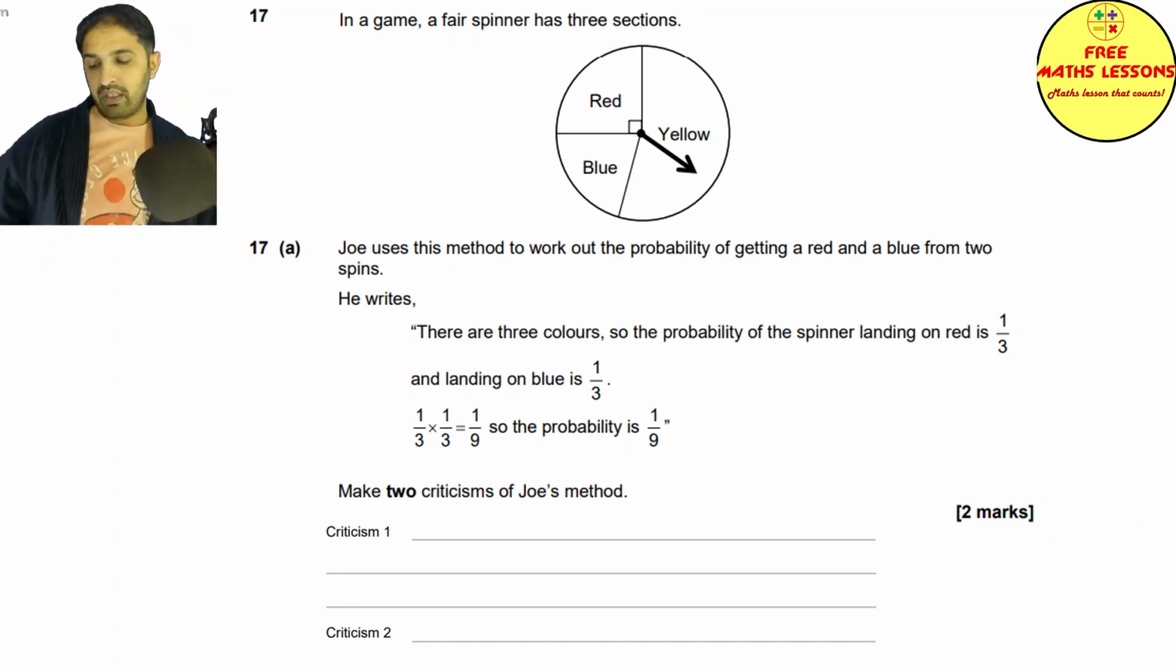Question 17. In a game, a fair spinner has 3 sections: red, blue, and yellow. Joe uses this method to work out the probability of getting a red and then a blue from 2 spins.